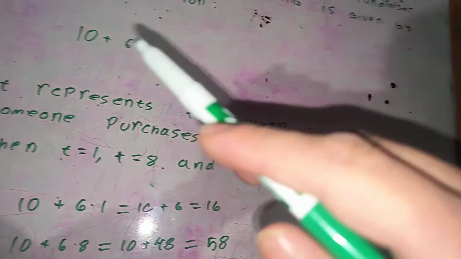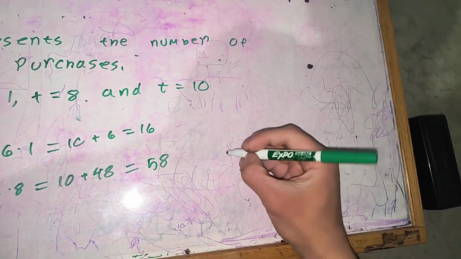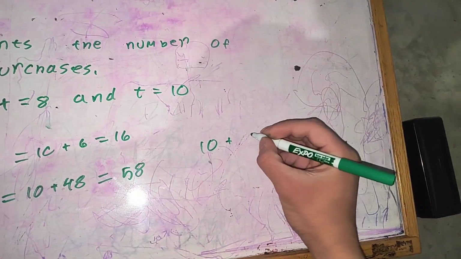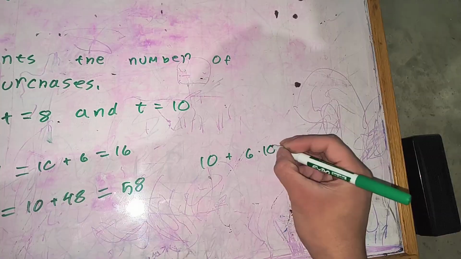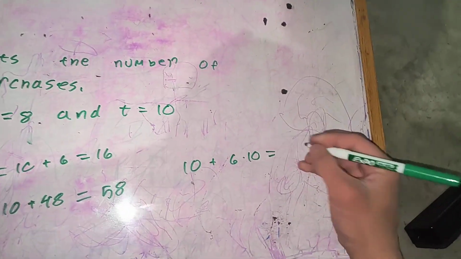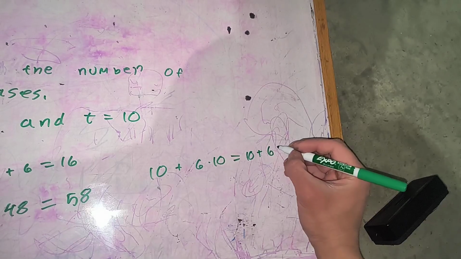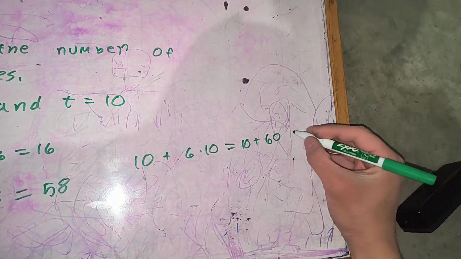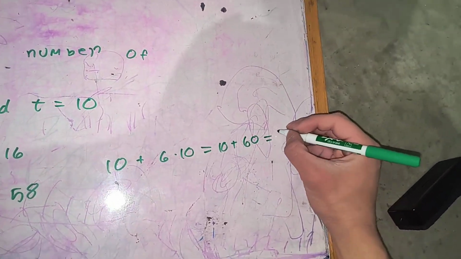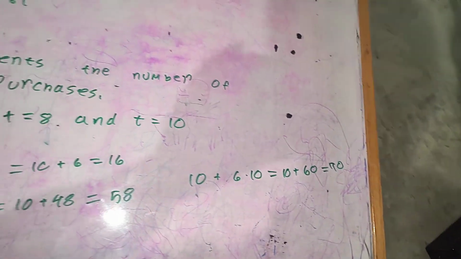How about t is equal to 10? Well, that'd be 10 plus 6 times 10. 6 times 10 is 60, which is just 10 plus 60 is 70. There we go. We've evaluated it.